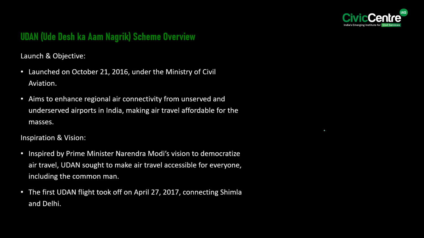See, it was launched on October 21st of 2016 under the Ministry of Civil Aviation. Significantly, it aims to enhance the regional air connectivity from unserved and underserved airports in India, making air travel affordable for the masses. Know that it is inspired by Prime Minister Narendra Modi's vision to democratize air travel. UDAN sought to make air travel accessible for everyone, including the common man. So the first UDAN flight took off on April 27 of 2017, connecting Shimla and Delhi.